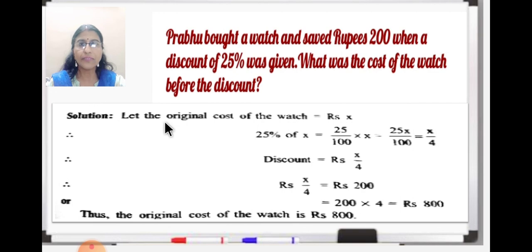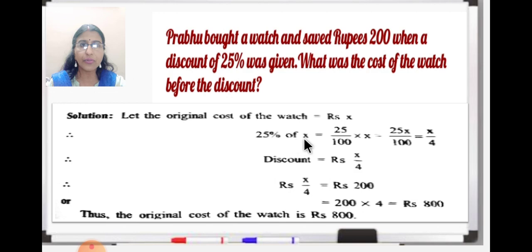First, because we don't know the original cost of the watch, which we have to find out, we will assign a variable. Let the original cost of the watch be rupees X. Then we see what discount is given: 25% discount is given. So we'll write 25% of X, where X is the original cost price. Whenever you get a discount or profit, it is on the cost price. So we'll write 25% of X.